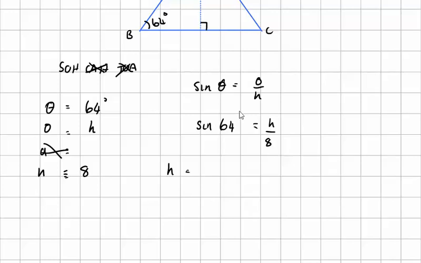But how do I do it? What do I do with this? 8 sin 64. So 8 times the sine of 64 equals H. So you've done that on your calculator already and got 7.2 centimetres. If it's 3 significant figures, if I ask? 7.19, is it?